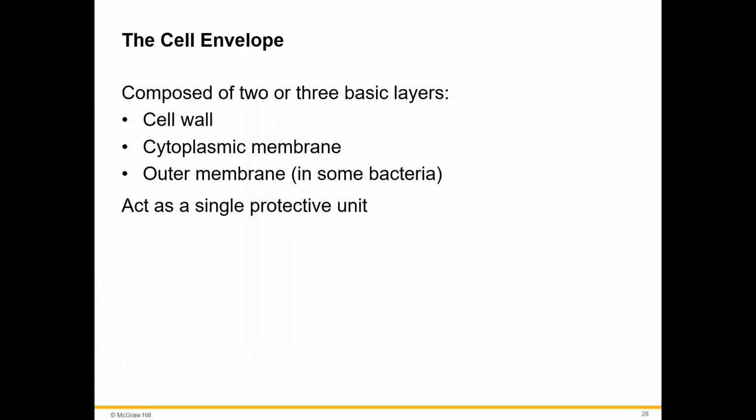In this section, I'm going to talk about the prokaryotic cell envelope. The cell envelope is talking about the boundary of the cell, and in prokaryotes, it consists of a cell wall and a cell membrane, and then some bacteria also have an outer membrane in addition to that cell membrane. So there's a difference between the cell membrane and the cell wall. The cell membrane is that typical phospholipid bilayer that we discussed previously.